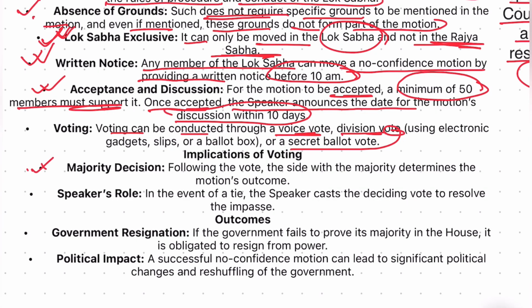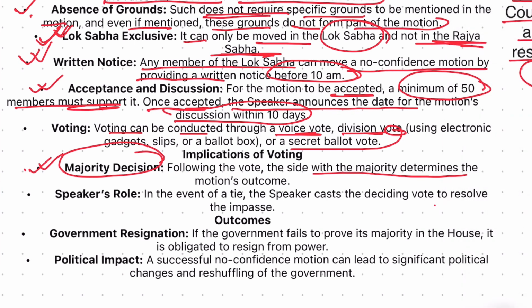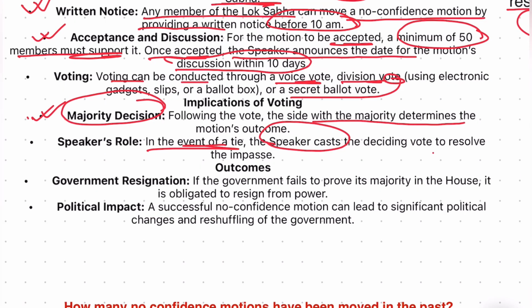And what is the decision process? It is a majority decision. Following the vote, the side with the majority determines the motion's outcome. In case of a tie, the Speaker enjoys the casting vote. What is the outcome of a no confidence motion? If the government fails to prove its majority in the House, it is obligated to resign from power.